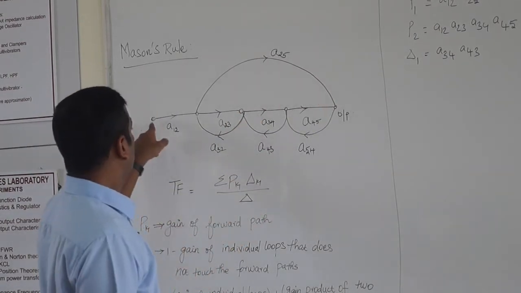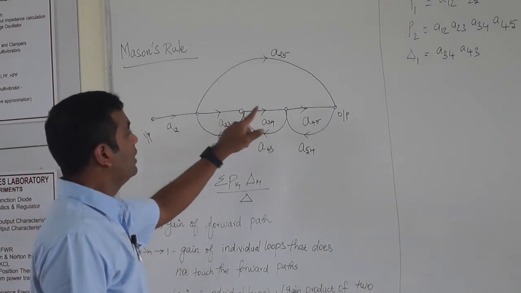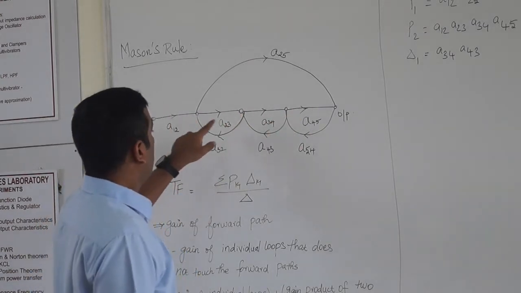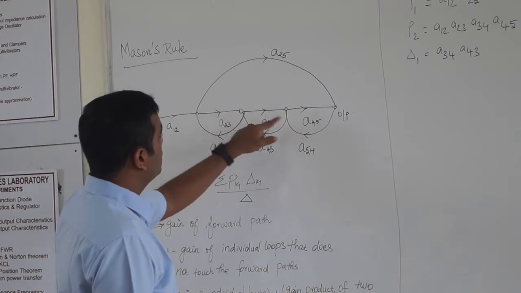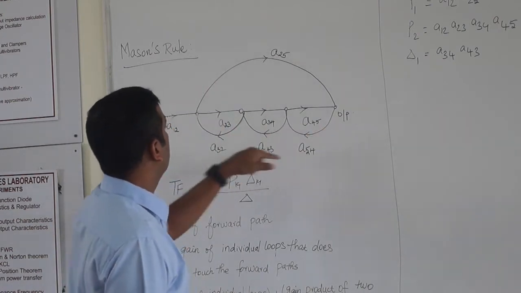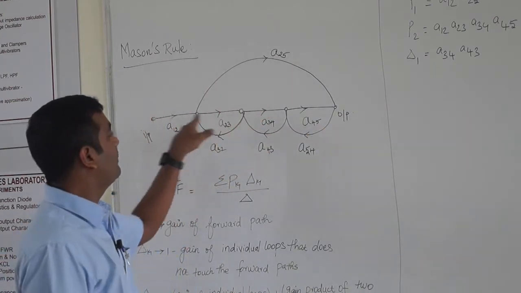What is the forward path 2? A12, A23, A34 and A45. And how many loops are there? This is one loop, this is another loop, this is another loop, this is another loop, but all the loops are touching the forward path 2.